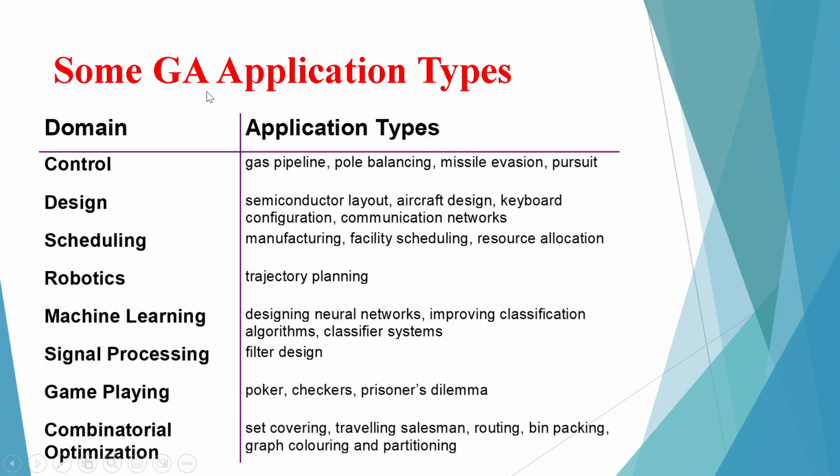Some GA application types: for example, you can use it in machine learning and deep learning, in designing your neural network or deep neural network to improve the classification algorithm or the predictions, or in other applications such as signal processing, game playing, scheduling, robotics, and so on.